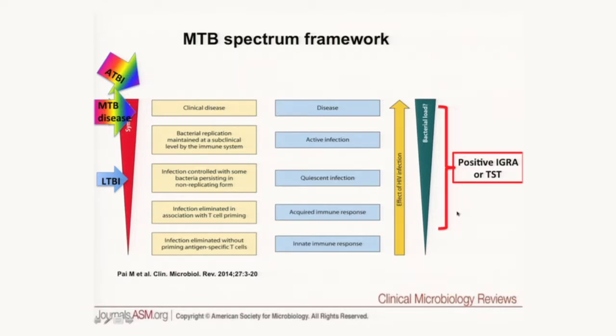The point here over on the right is that all of these states where one has immune reactivity are going to lead to a positive either skin test, TST, or today's subject, the IGRA test. And you cannot tell from the test what state the person is in. So another take-home point is the IGRA test is not a test for active TB. It cannot differentiate between latent and active TB.